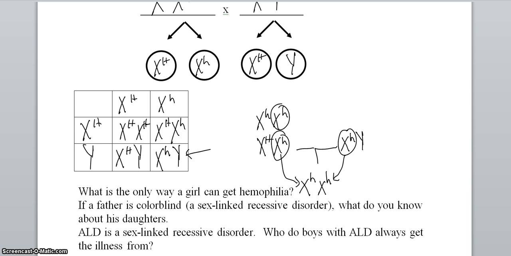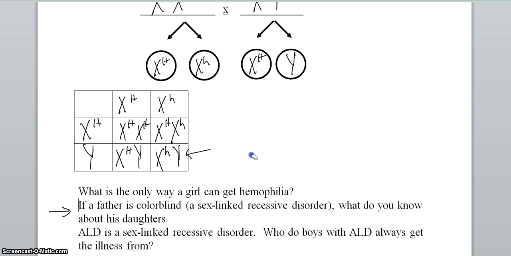And another trait that is sex-linked is colorblindness. And this question here says, if a father is colorblind, what do you know about his daughters? Well, to answer this question, I'll tell you a little bit about my family. I am colorblind, and I'm going to use some pedigrees to discuss this with you.